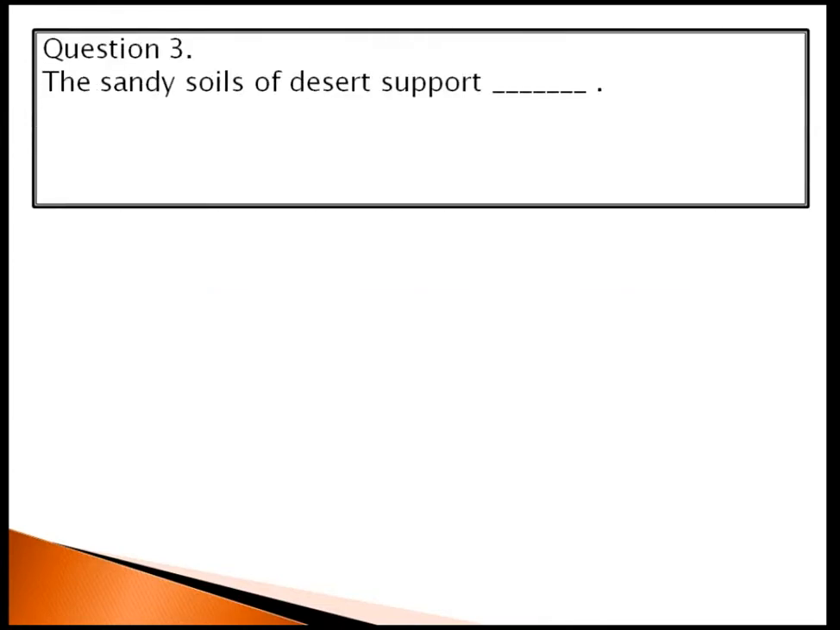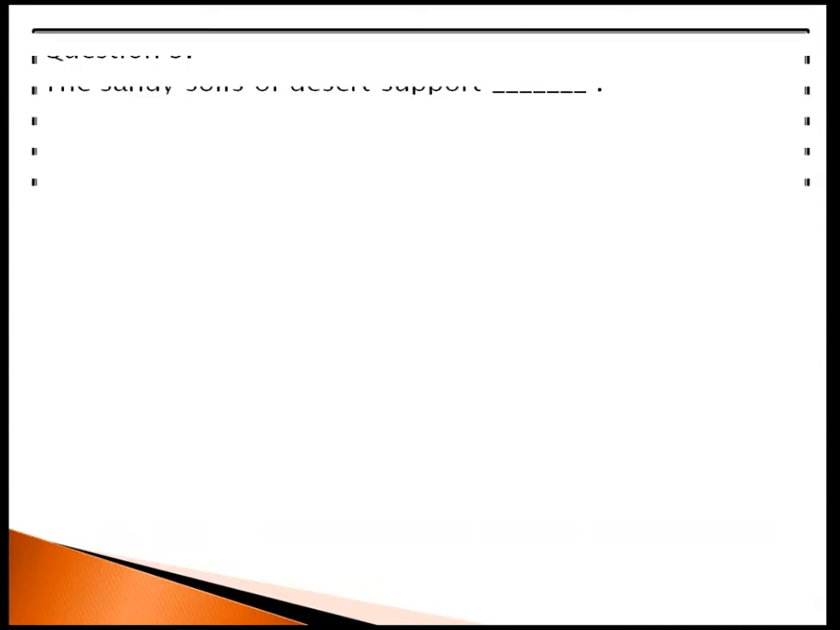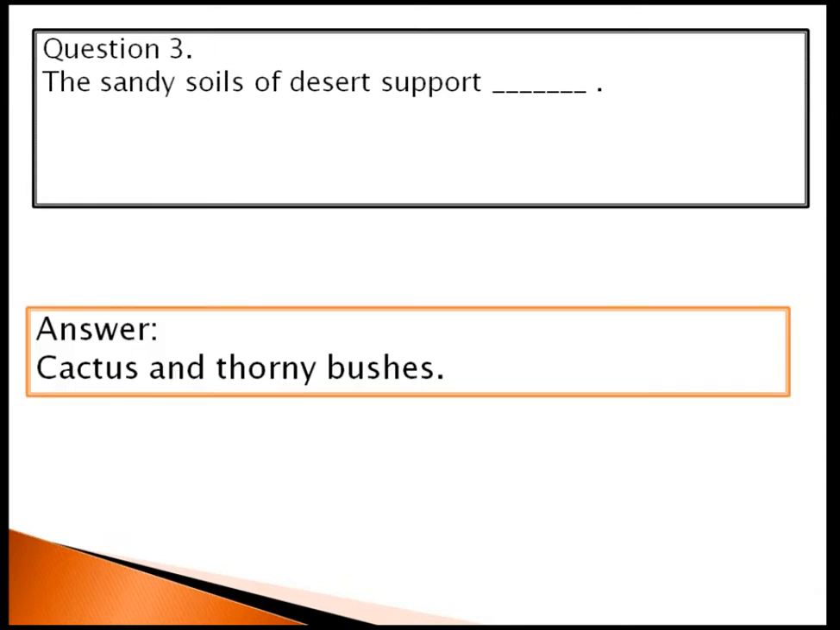Question number 3, please read it. The sandy soil of desert supports dash. Let's check out the answer. So the soil is supporting which plants? That's the cactus and thorny bushes. The sandy soil of desert supports cactus and thorny bushes.